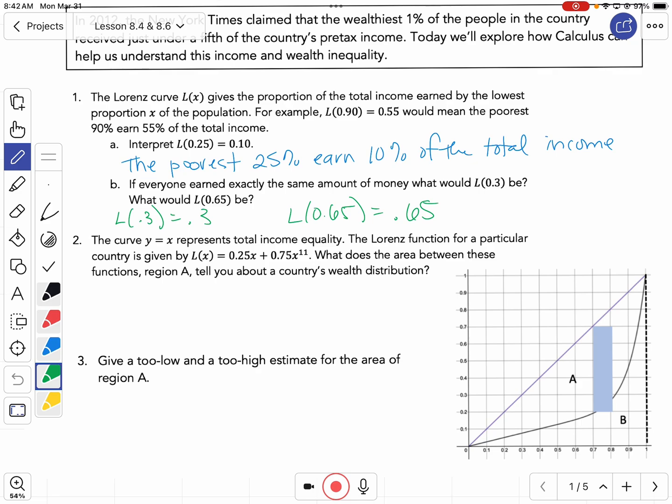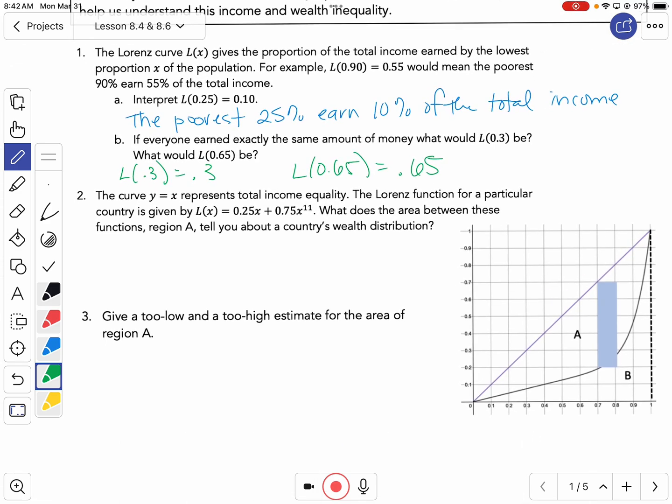So let's look at number 2. The curve y equals x represents total income equality. So on that graph, we can see the line y equals x. The Lorenz function for a particular country is given by L of x equals 0.25x plus 0.75x to the 11th. What does the area between these functions, region A, tell you about the country's wealth distribution? What do we think?